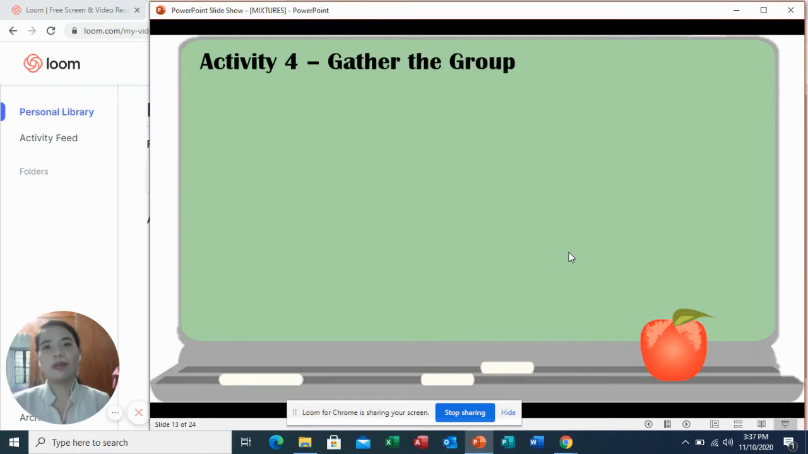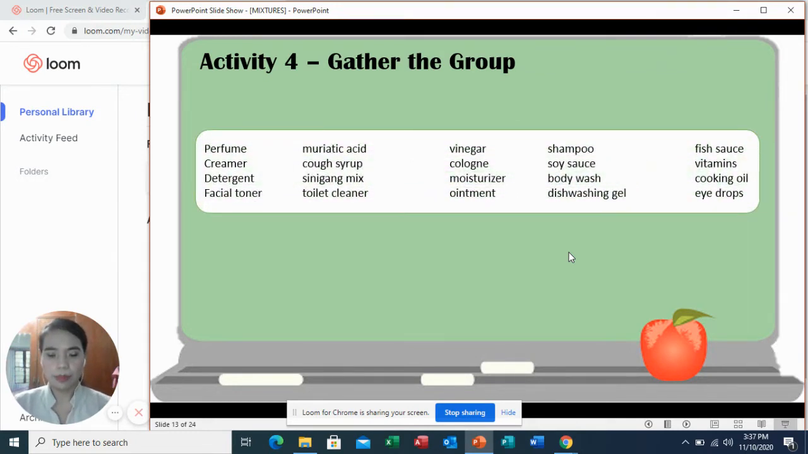Okay, let's have now another activity. Activity number 4, gather the group. Things used at home are called household materials. Some of them are household solutions that are useful in our everyday lives. People use solutions in different ways. Some are used for food preparation, cleaning, personal grooming, and as medicines. So inside the box here are common solutions found at home. Classify each according to its purpose.